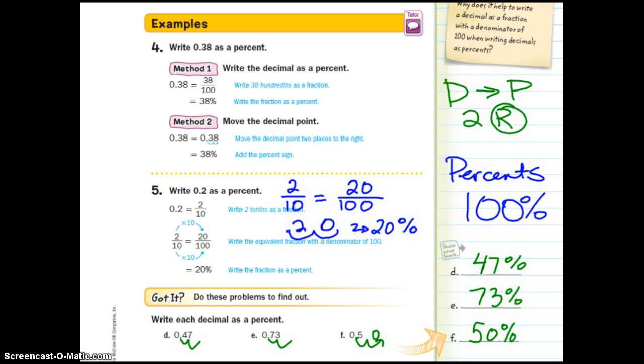So I got 47%, 73%, and 50%. Look at F very closely. It was 0.5, 0.50, because we know adding zeros are not going to affect the number. And we do 2 bunny hops to the right, and we get 50%. Turn the page.